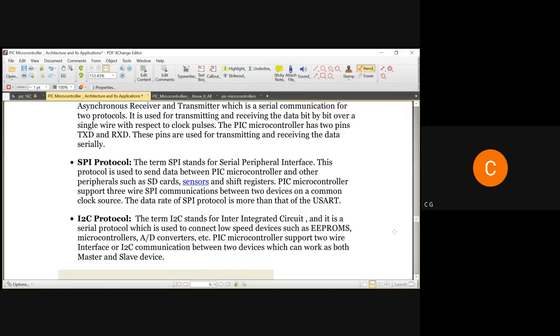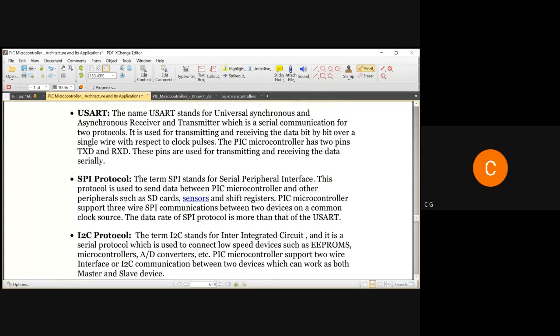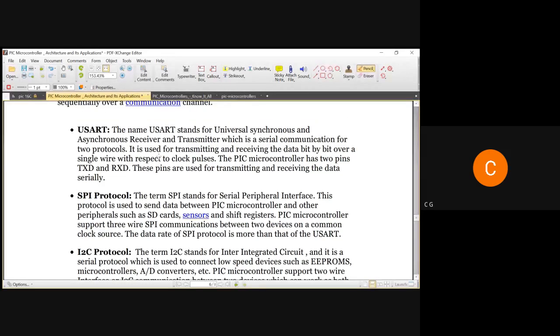Then there is the SPI protocol, serial peripheral interface. For devices like an SD card, sensors and shift registers, you require the SPI protocol. And USART is to send and receive data. It sends and receives data bit by bit over a single wire with respect to the clock pulse.